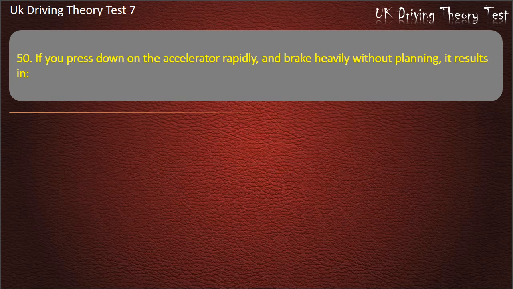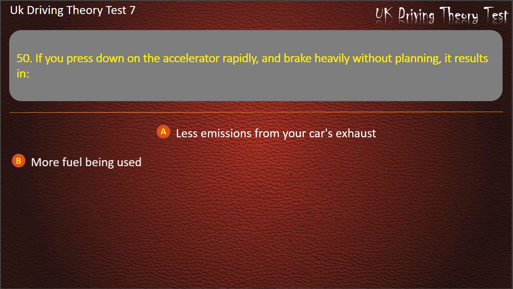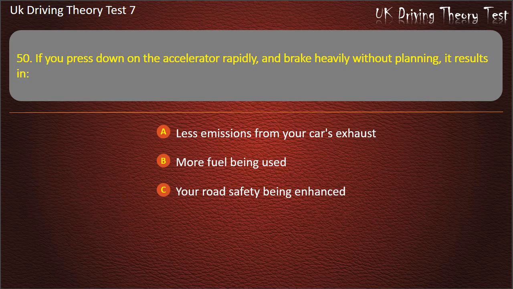Question 50. If you press down on the accelerator rapidly, and brake heavily without planning, it results in less emissions from your car's exhaust. More fuel being used. Your road safety being enhanced. Less pollution entering the atmosphere. Answer. More fuel being used.